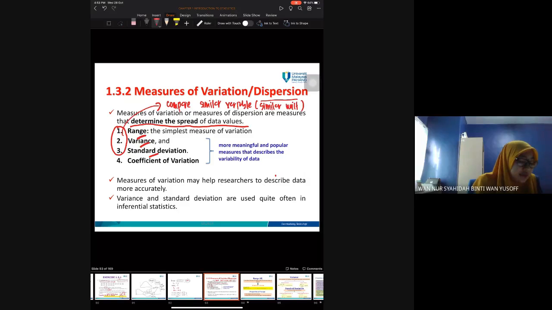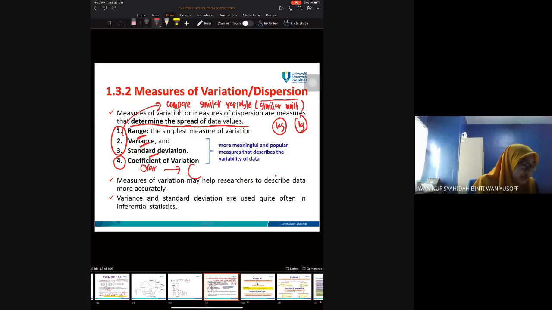Okay, let's say that data 1 is in kg and data 2 is also in kg. So similar unit, similar variable, then you can use either one, whether range, variance, or standard deviation. But for the coefficient of variation, we use CV here, to compare different units of data.